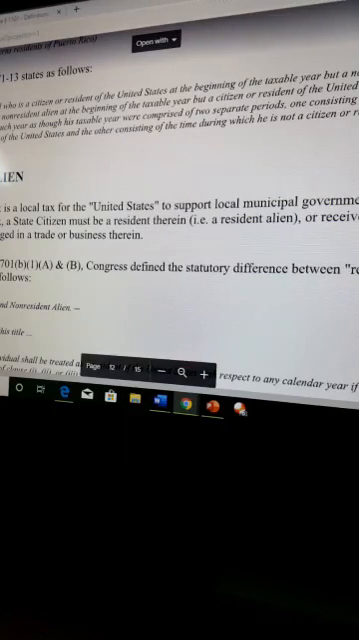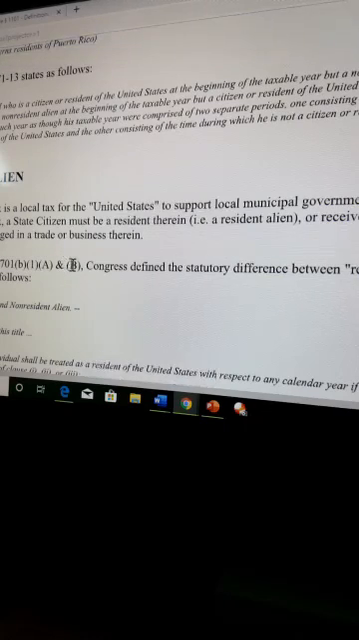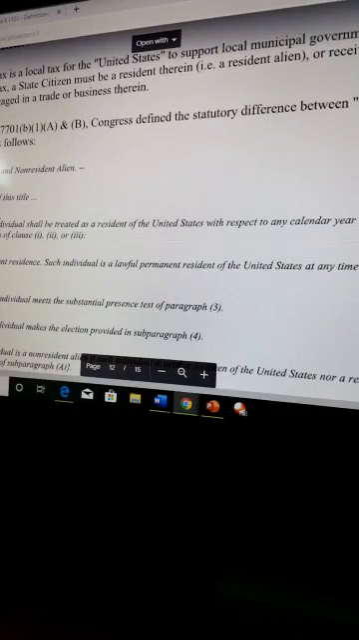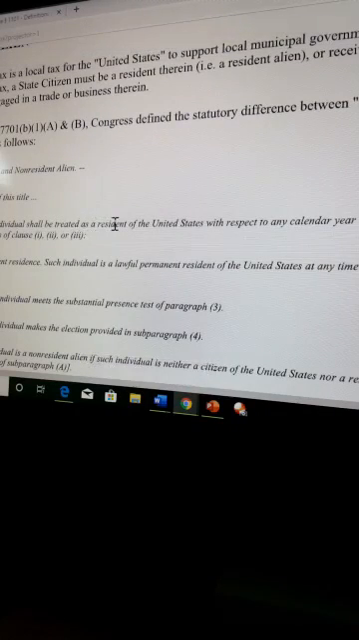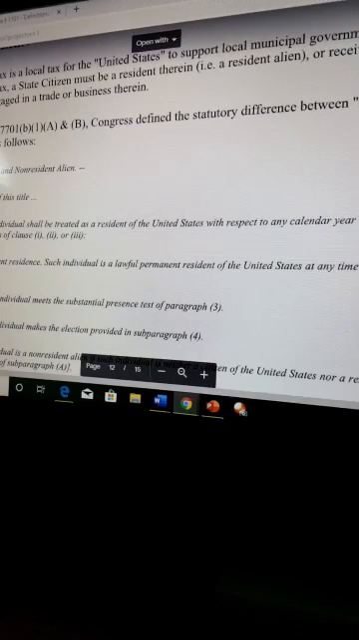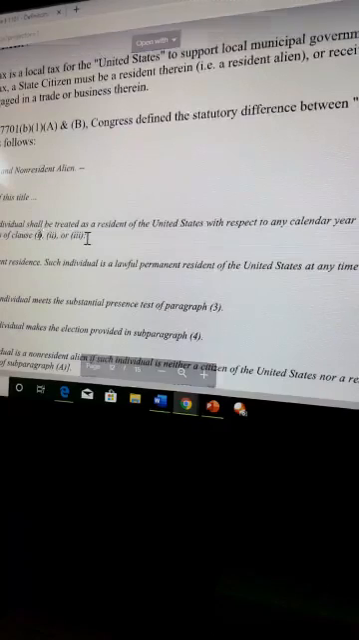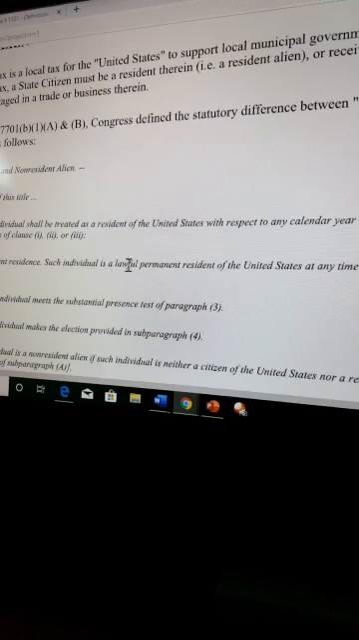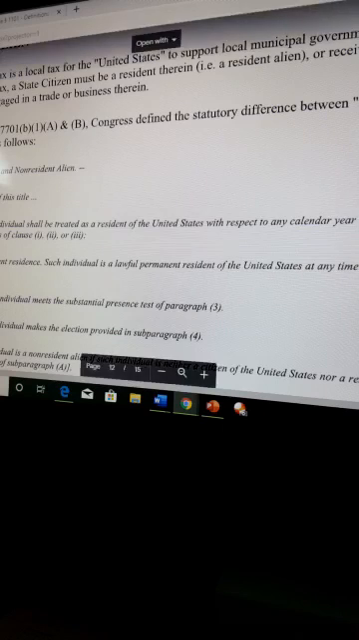In Title 26 U.S.C. Section 7701(b)(1)(A) and (B), Congress defines the statutory difference between resident alien and non-resident alien as follows. (b) Definition of resident alien and non-resident alien. 1. In general, for purposes of this title, an alien individual shall be treated as a resident of the United States with respect to any calendar year if and only if such individual meets the requirements of clause 1, 2, or 3. 1. Lawfully admitted for permanent residence. Such individual is a lawful permanent resident of the United States at any time during such calendar year.